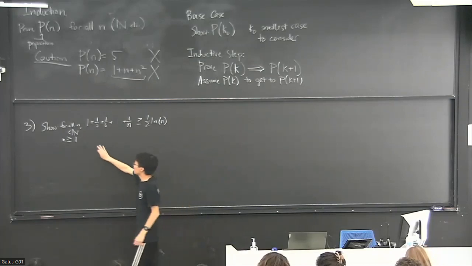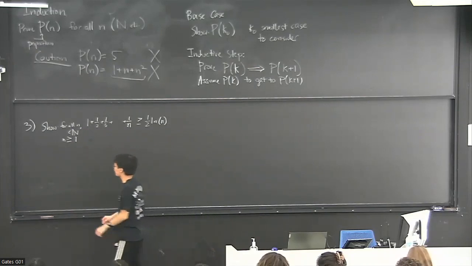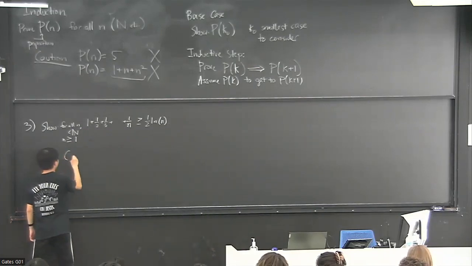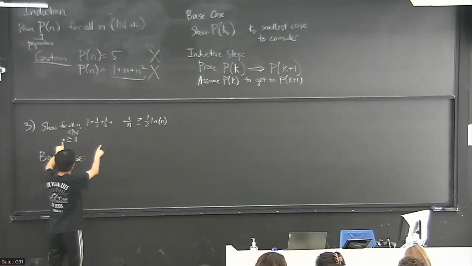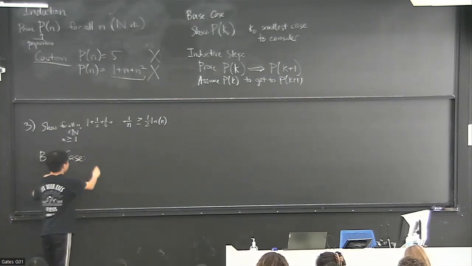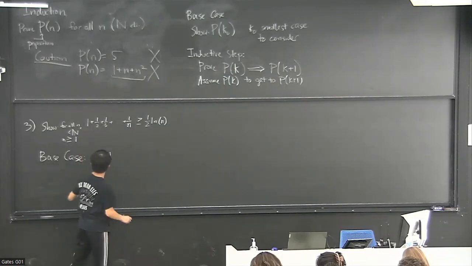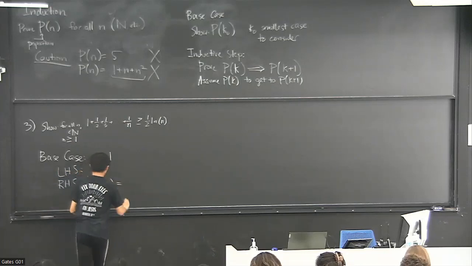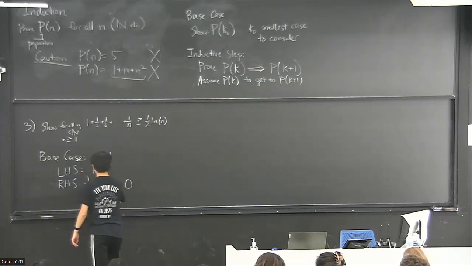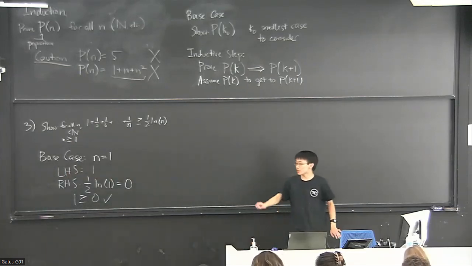But here, to show this, we first need to use a base case. Since we need to show that this is true for all the n's greater than or equal to 1, the base case is when n equals 1. And to show this is true, we just say, what's this left-hand side? Left-hand side is just 1. Right-hand side, 1/2 natural log of 1. The natural log of 1 is 0. 1 is greater than or equal to 0. This gives you the base case.